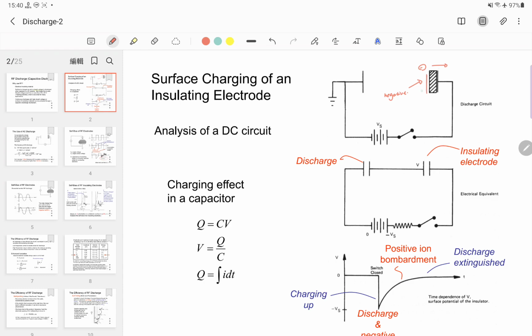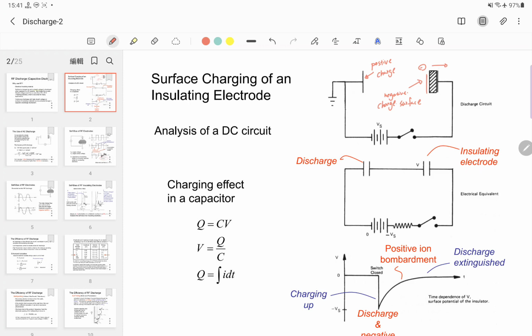Okay. So this is by a displacement current effect. So this part is negatively charged, and the other side is positively charged or grounded. So there is a potential difference between the insulating surface and the grounded anode. Right side is the cathode, left side is the anode.